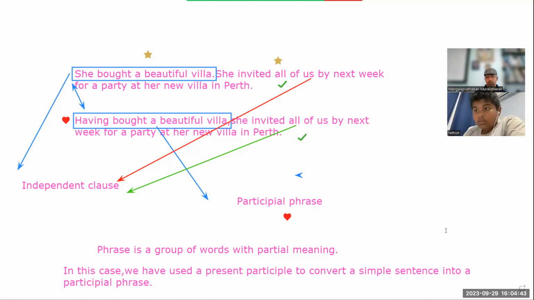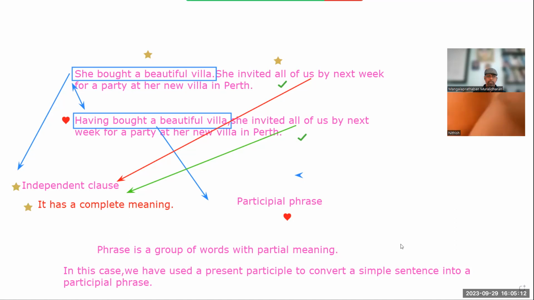An independent clause has complete meaning. So how is it different from others? I'm going to type here. An independent clause will have complete meaning. That's extremely important. That's something that we have to really understand. What is an independent clause? An independent clause has complete meaning. Clear?